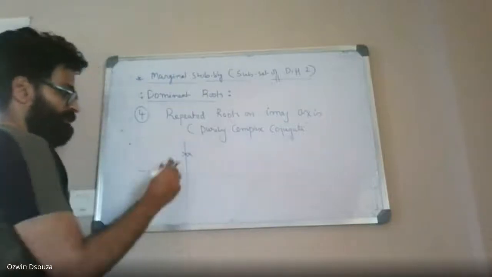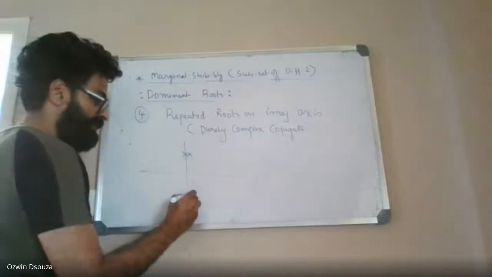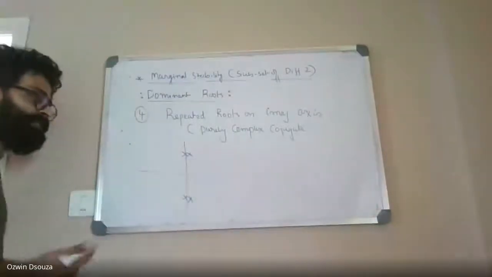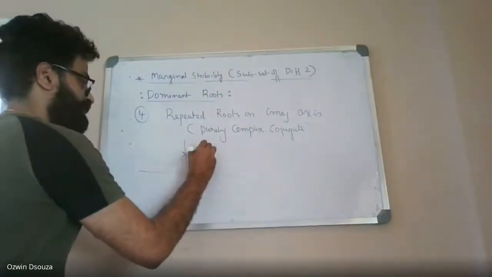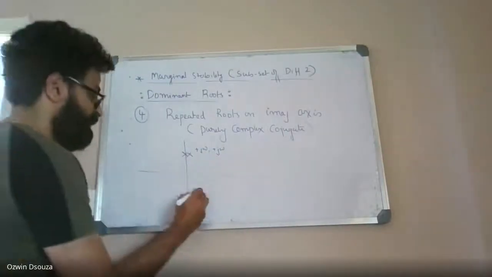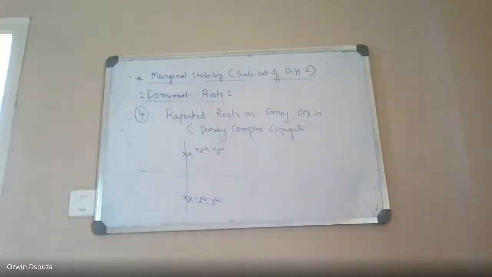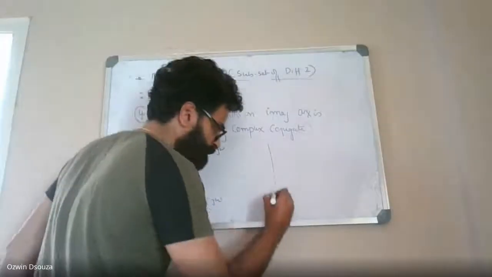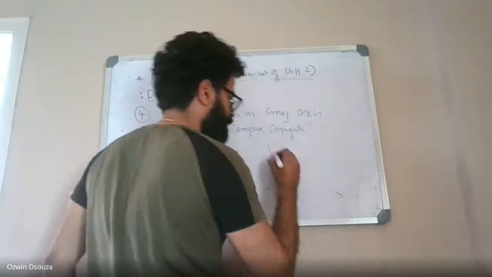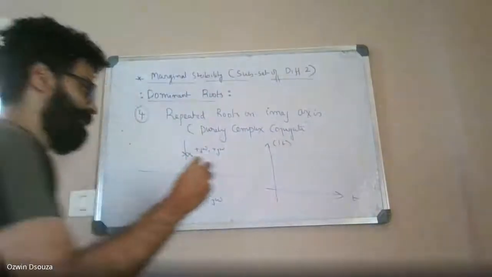Okay. So let's say you have a pair of roots in the positive j omega axis and a pair of roots in the negative j omega axis. Let's say this is plus j omega, comma, plus j omega. Why? There are 2 roots. Similarly, minus j omega and minus j omega. Now, if this is your pole zero plot, then your time response, C of t, becomes something like this.